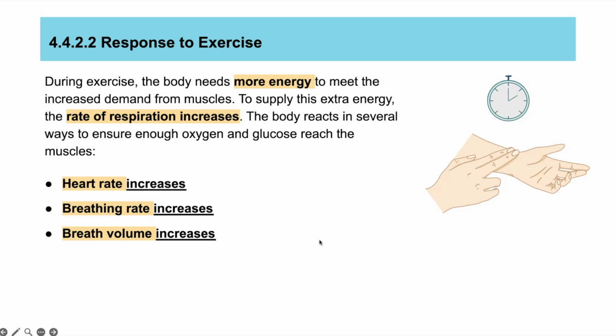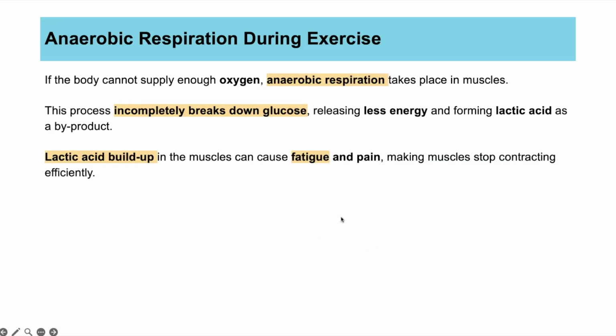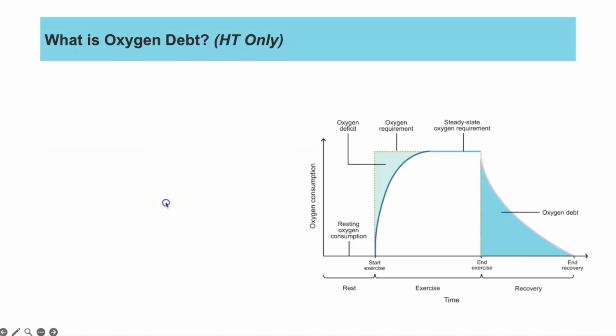So all three of these changes are to try and ensure that aerobic respiration can continue for as long as possible. However, sometimes that is not going to be the case, because if your body cannot supply enough oxygen, despite all of those increases and changes that we just saw, then anaerobic respiration will start to occur in your muscles. And as we said, this is the incomplete breakdown of glucose. You get less energy, you get lactic acid, and as that builds up, it can cause muscle fatigue and pain, and that's what stops the muscles contracting as efficiently.